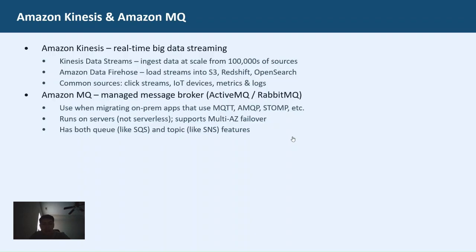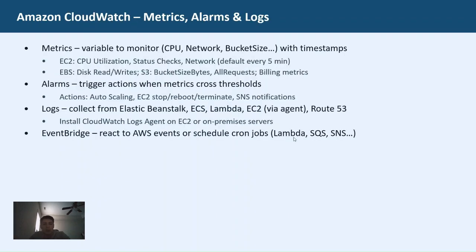Then Amazon MQ is a managed message broker for when you're migrating on-premises applications that already use open protocols like MQTT, AMQP, or STOMP. It doesn't scale as well as SQS or SNS, runs on servers, supports multi-availability zone failover, and has both queue and topic features.